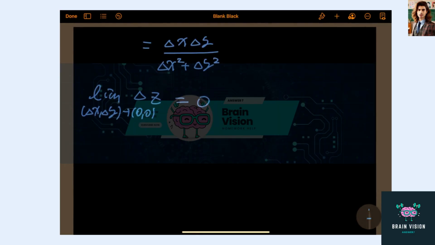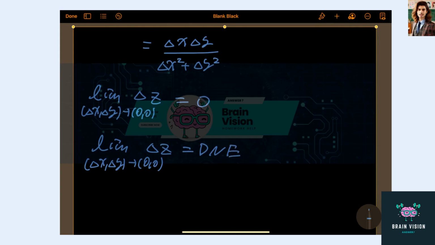Okay, so let's show the opposite, which means proving that the limit as (delta x, delta y) approaches (0, 0) of delta z either does not exist or is not equal to 0. So let's show that is the case, and then we can conclude that the function f is not differentiable at the point (0, 0).